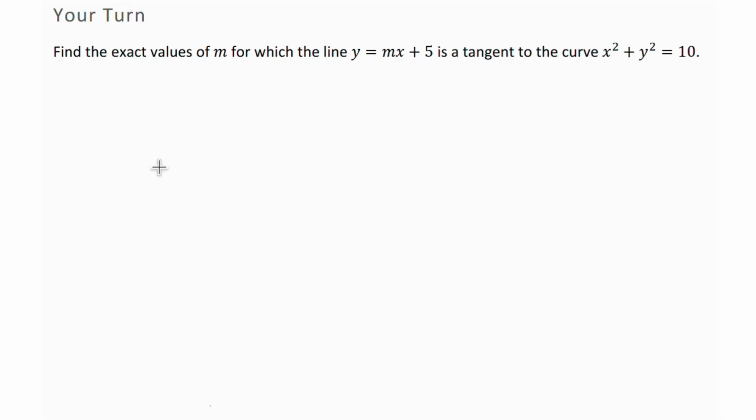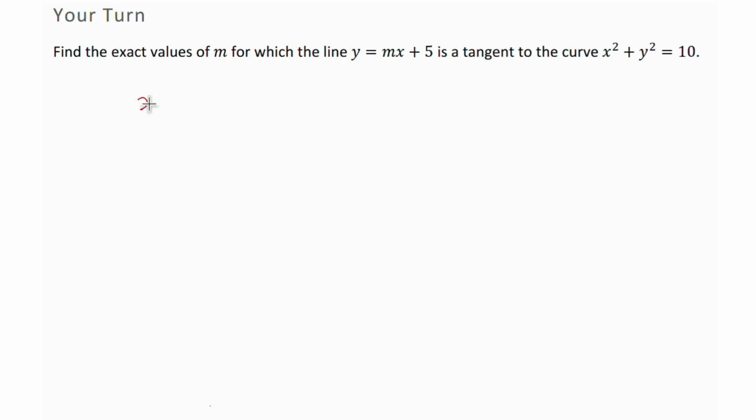Find the exact values of m for which the line y equals mx plus 5 is a tangent to the curve x squared plus y squared equals 10. To solve this, we know that this line has to be equal to this curve at a point, so we're going to solve them simultaneously. What that means is we're going to substitute y into this equation.